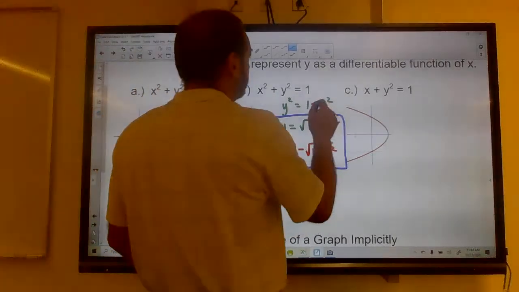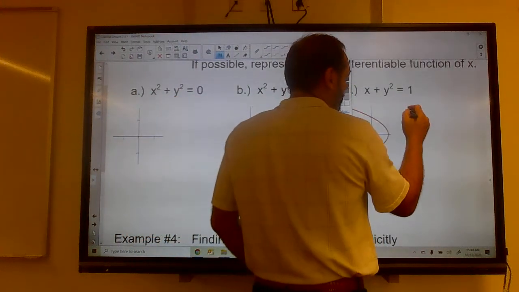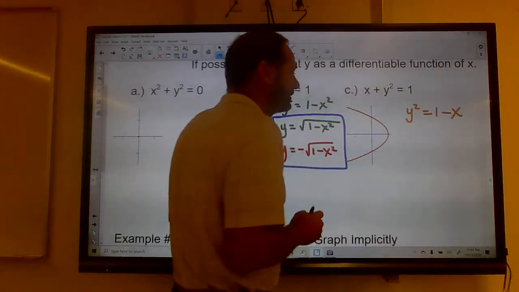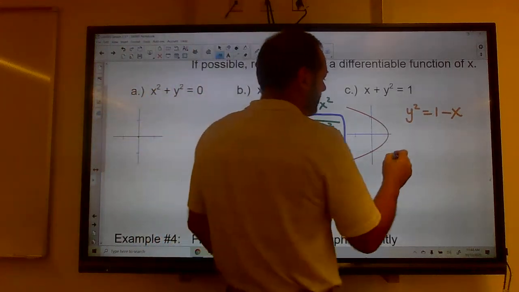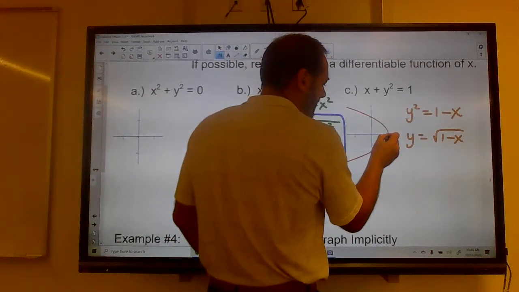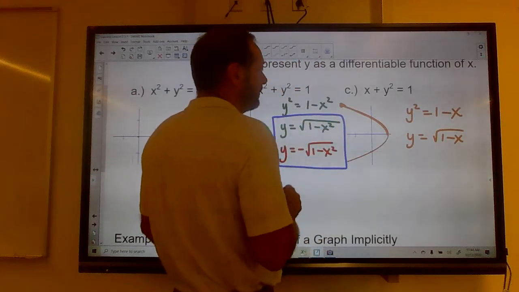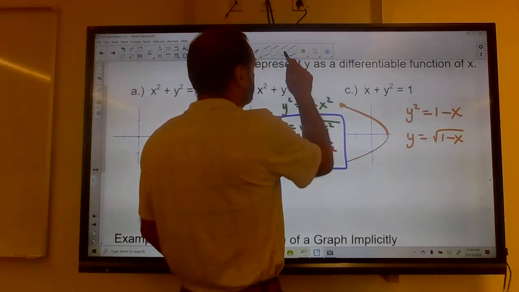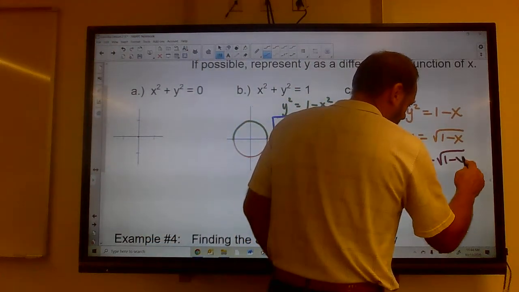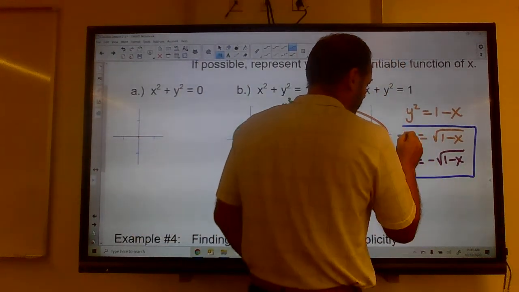Okay, let's look at this next one over here. I can take x plus y squared equals 1 and change it to y squared equals 1 minus x. And then I can take the square root of that. But again, that just gives me the top half of this curve. If I want the bottom half of the curve, I have to represent it with something else. So I'm going to have to put a negative on the front of this thing, and then I've got two answers for that.